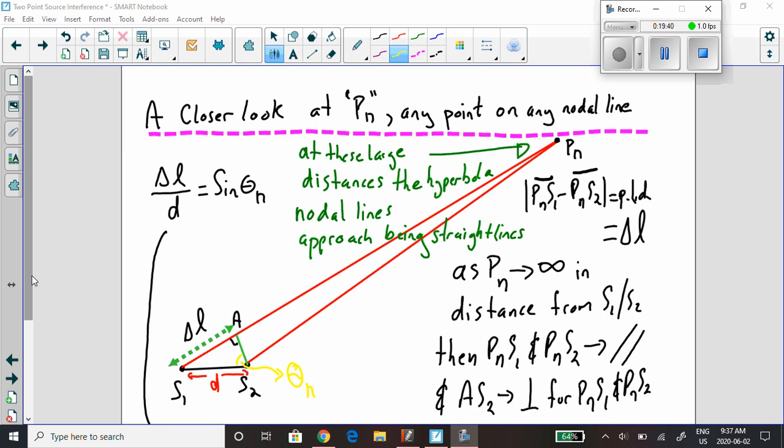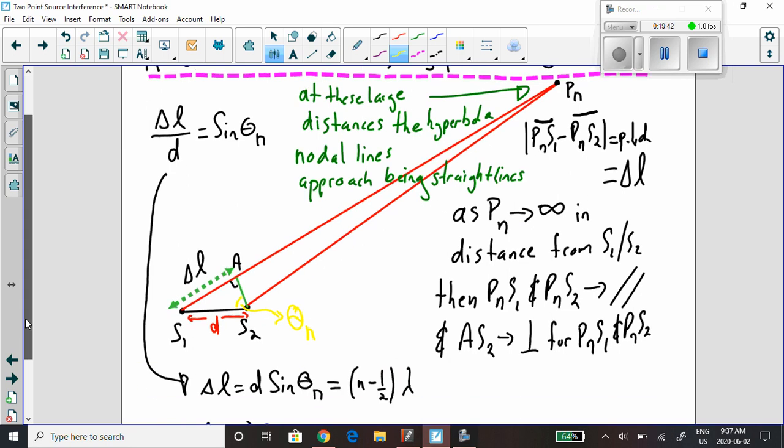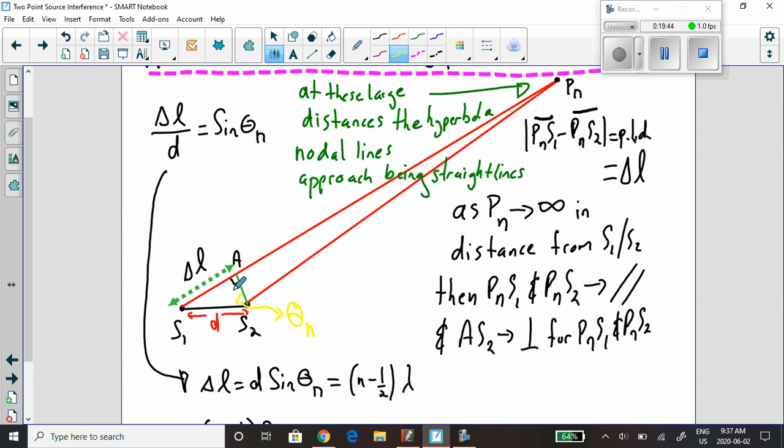Now, let's take a look at this triangle right here. And I'm going to define an angle right in here called theta n. It's theta n because it's the angle here between the line D and this side here, AS2, all right, and it's defined by any point on the nth nodal line. That's why it's theta n.